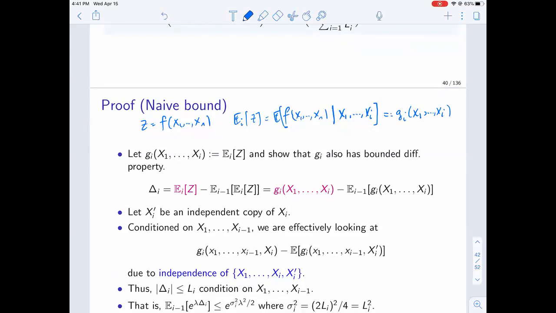Let's say this is defined almost surely, but for our purpose, we're not going to worry about almost sure. We're not going to attach almost sure, but this is almost surely defined, like almost everywhere defined. So we're going to prove that gi has the bounded difference property.